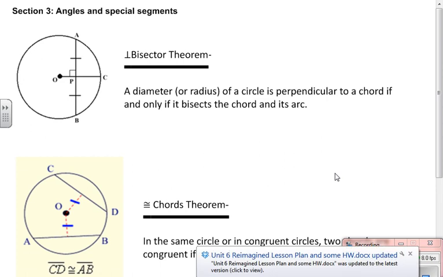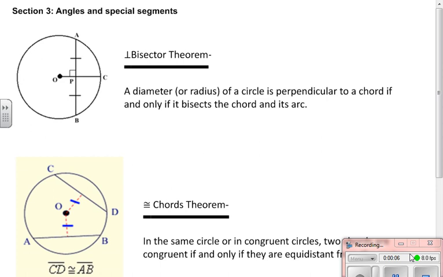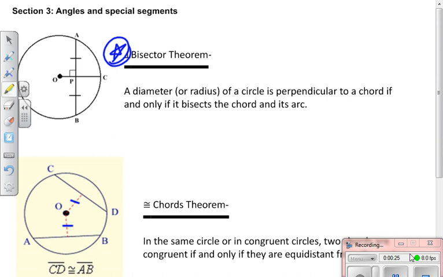Section 3 of the circles unit is going to start digging more deeply into circles and some of the special segments and relationships that happen inside of circles. So we are going to start with the perpendicular bisector theorem. Now we've seen this theorem before, and it talks about having that perpendicular piece right here and bisecting.